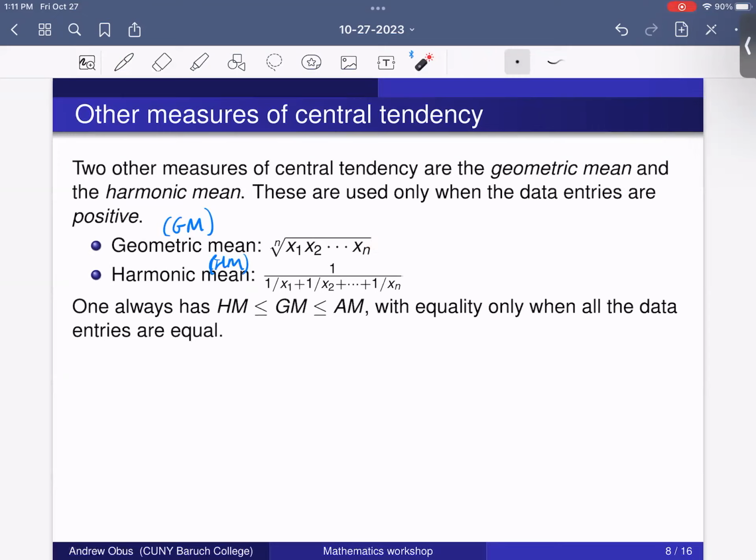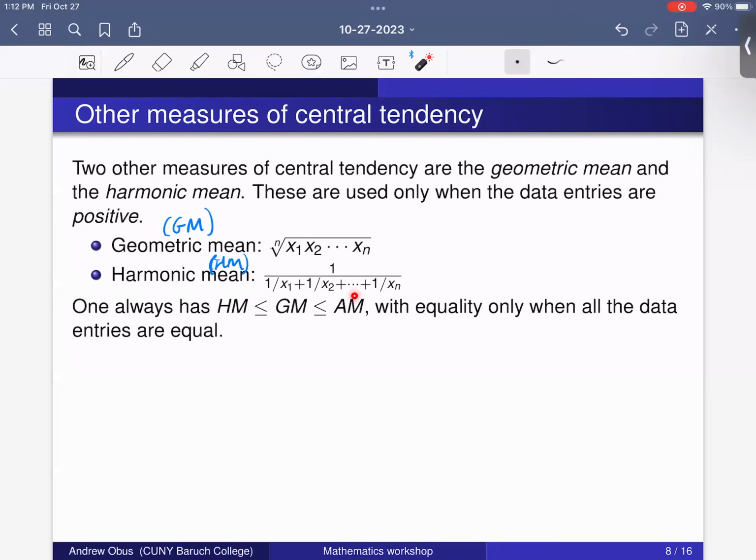So the geometric mean is you multiply all the data together, and then you take the nth root of that. This can sometimes be useful when comparing percentage increases and things like that. Usually it's more a mathematical curiosity. You don't use it as much when you're actually doing statistical analysis on data.